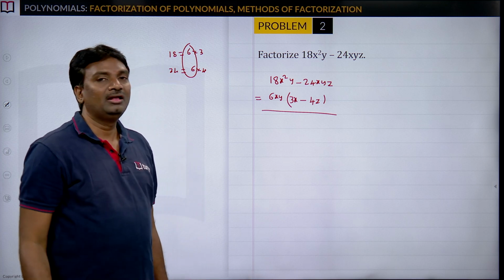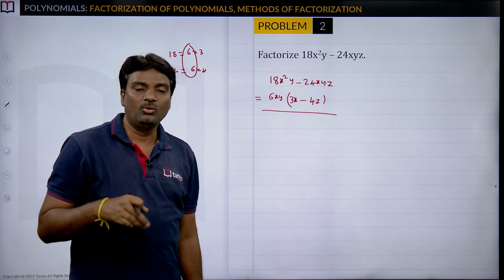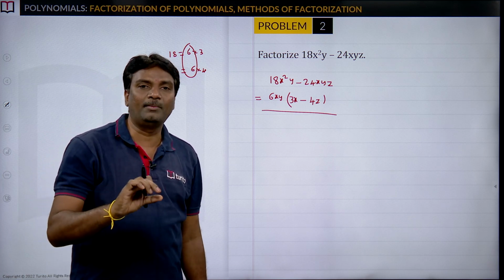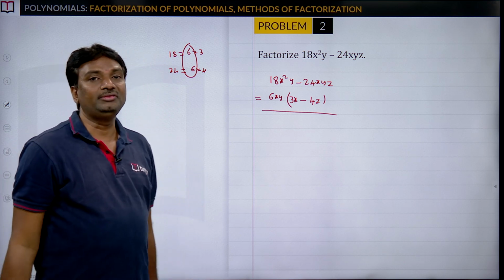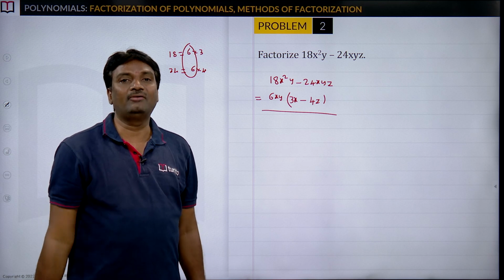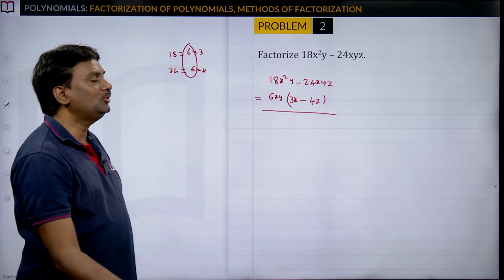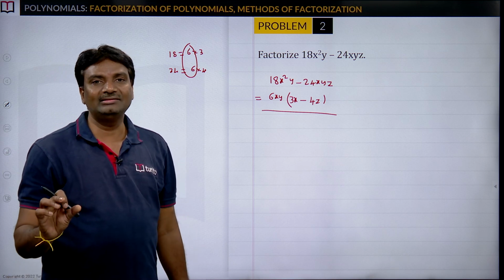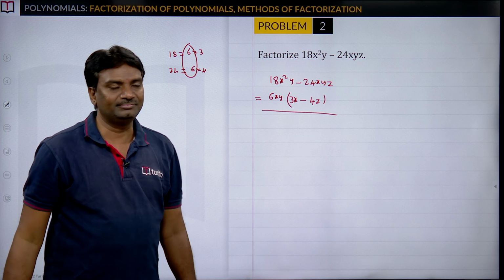Simple problem only. So, whatever the polynomial may be, first look at the numericals. Once you can check whether there is a common factor or not. Next, you can take the variables x, y, a, b, k, l like that. So, from that we can take the numericals and variables as common and you can simplify that. Next problem.